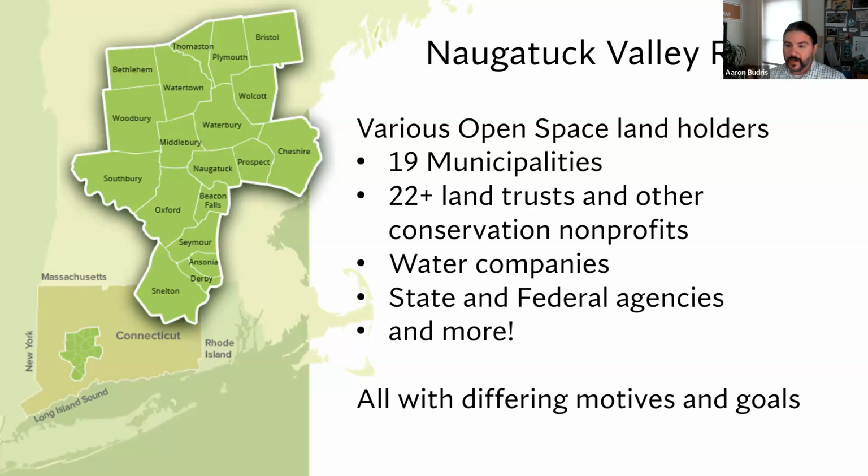Federal agencies too. The Army Corps of Engineers is a pretty big property owner in our region for all of the flood risk reduction projects like Thomaston Dam and Hop Brook Lake. And there are other private landholders as well that all hold open space, and all of them have different motives and goals in doing so. So that can make it difficult. Next slide, please.